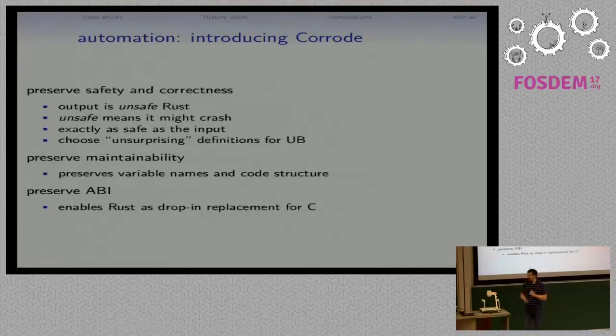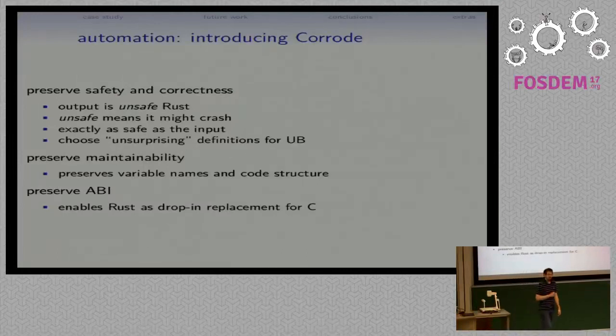So the output of Corrode is not safe Rust. It is Rust in the unsafe subset of the language. That means that it might crash in spite of the usual promises that Rust provides around memory safety. But on the other hand, it is exactly as safe as the input was.